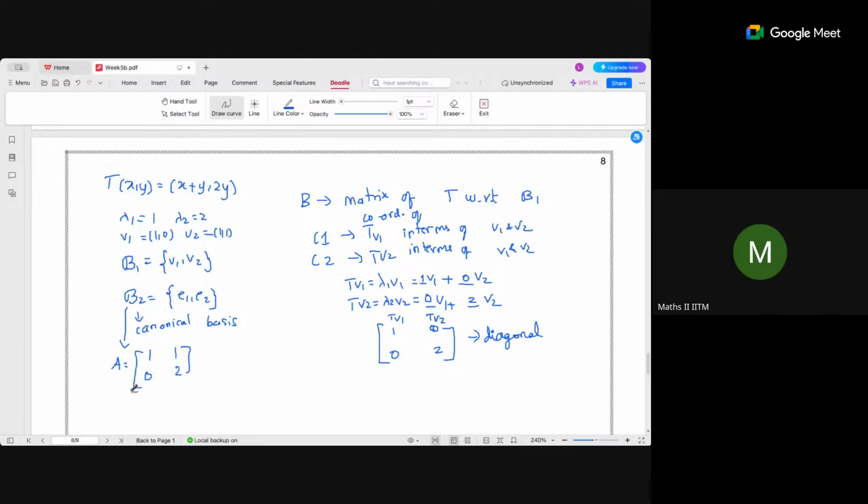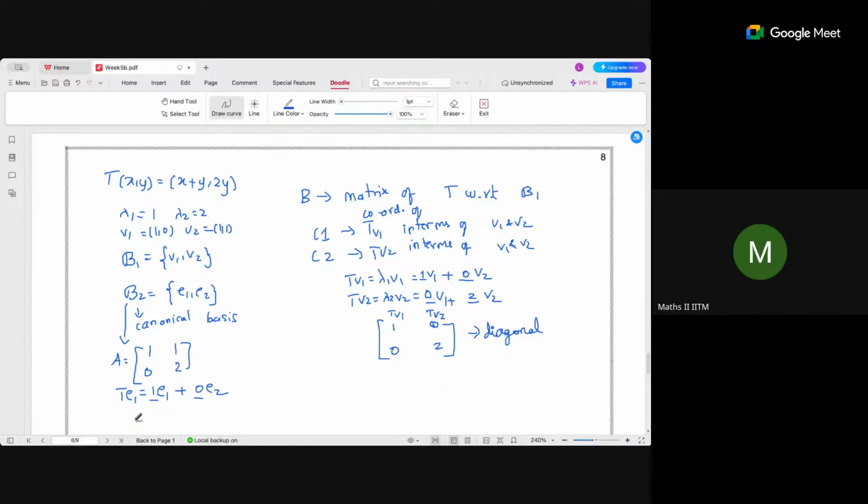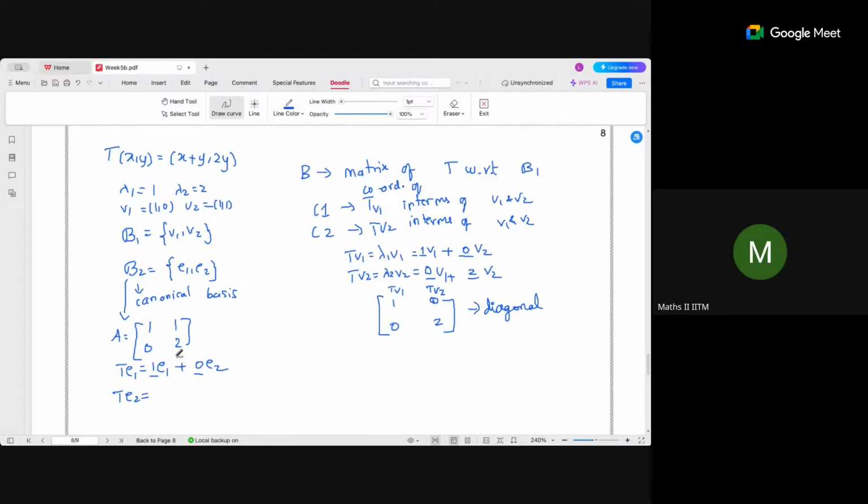See, what do we do in the case of the canonical basis? TE1 is 1E1 plus 0E2. So 1 and 0 are the coordinates. Similarly, TE2 is 1E1 plus 2E2. The coefficients are the coordinates. Okay, ma'am. So we are taking the lambda values as the coordinates with respect to the vectors V1 and V2. Exactly. This is the usual matrix representation concept. So here you see that the coefficients are the coordinates.